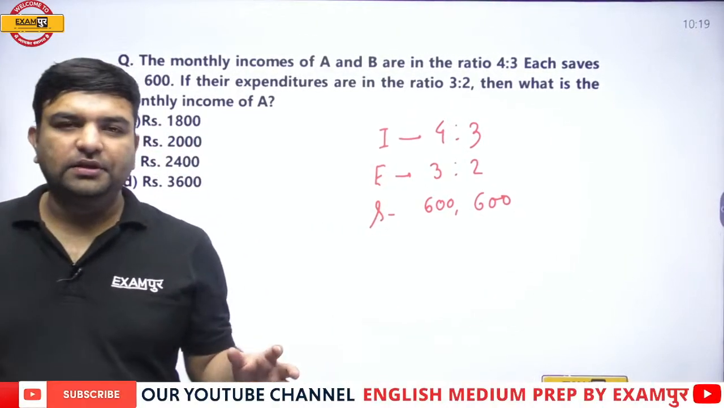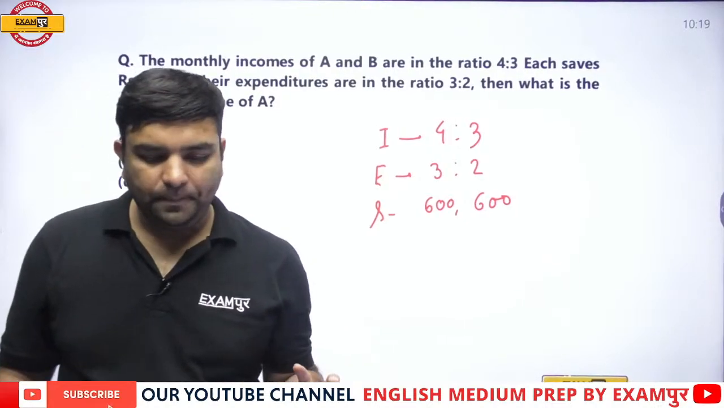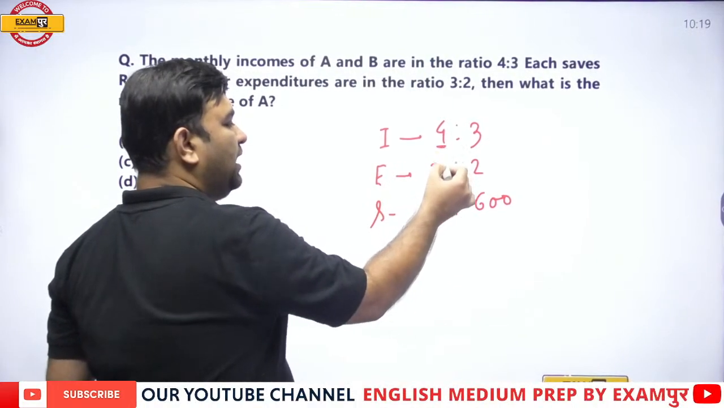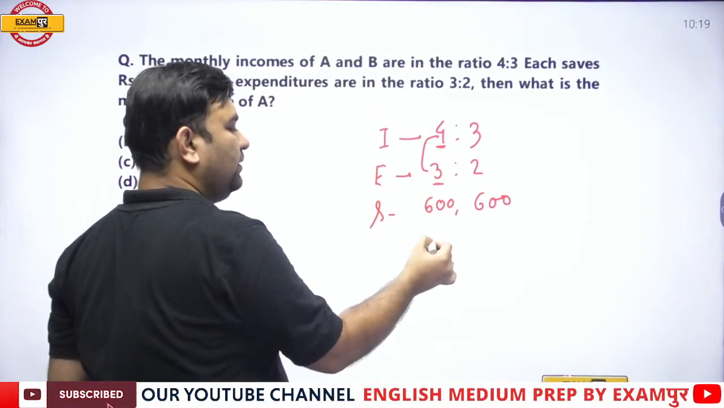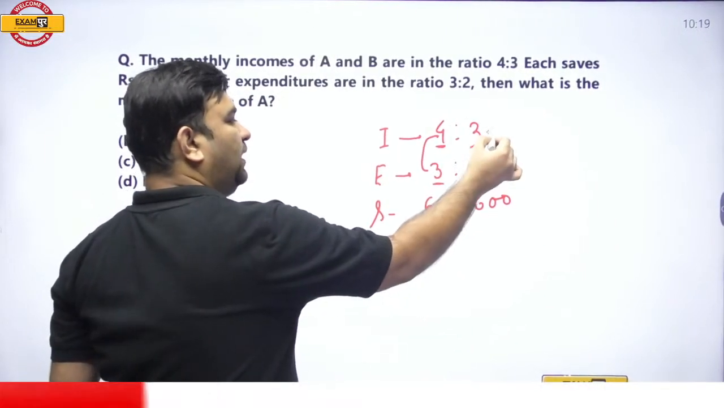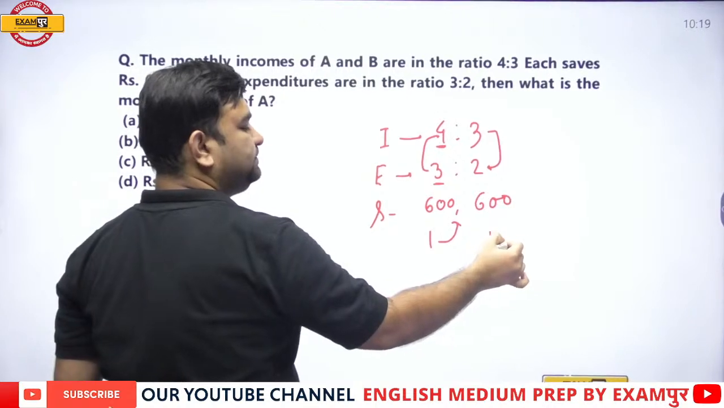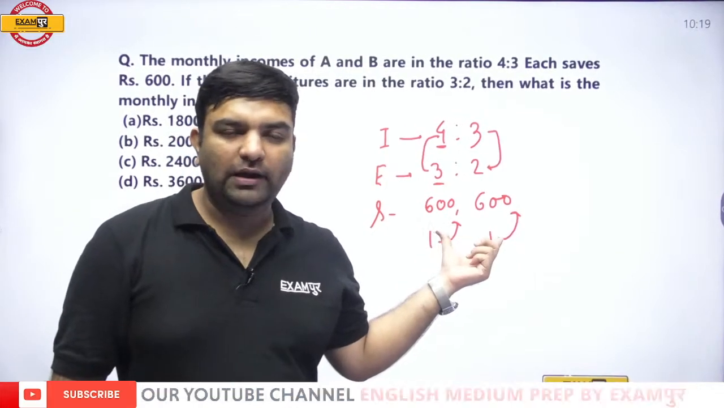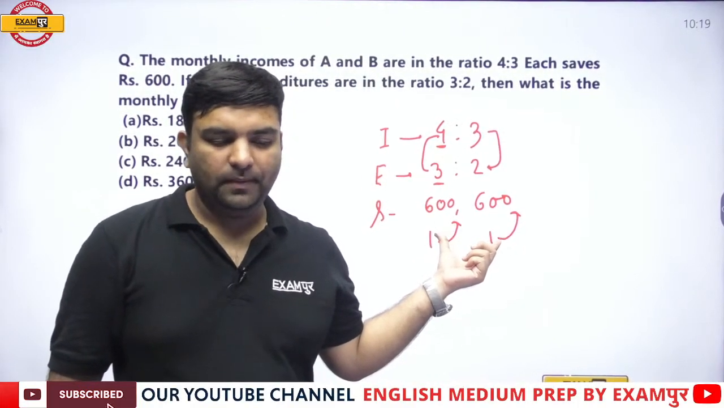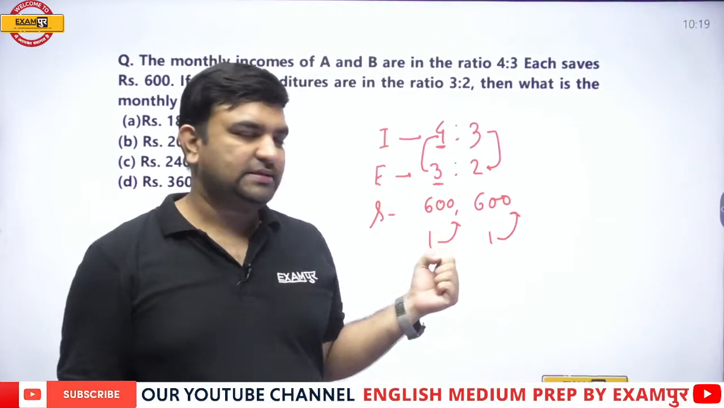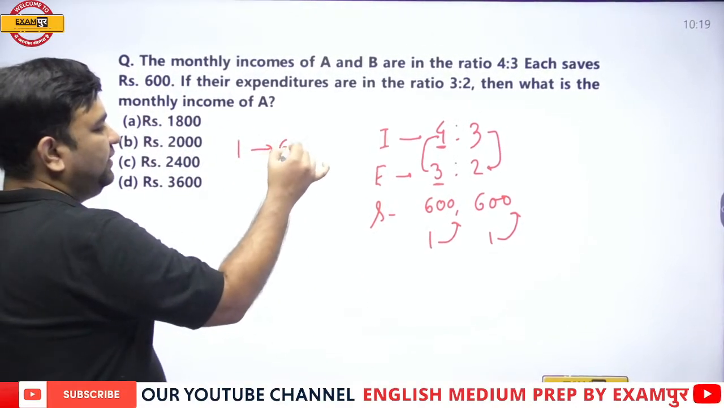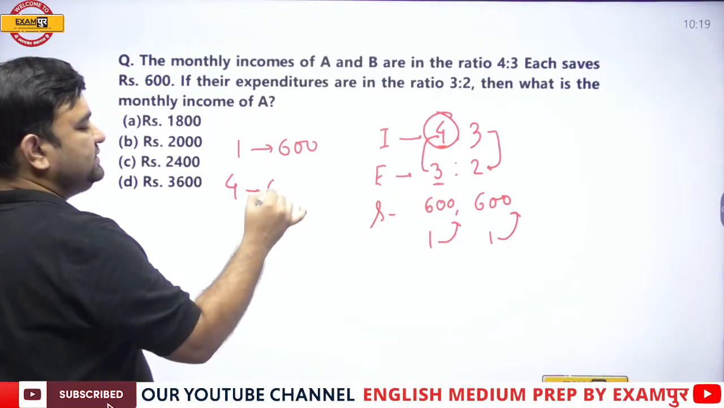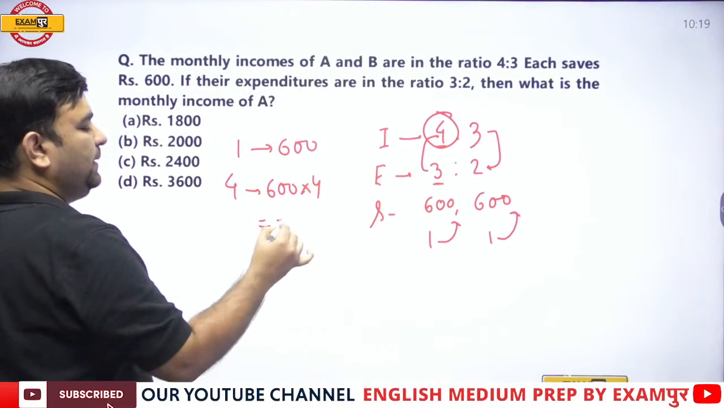Just observe whether the ratios are balanced or not. Earn 4, spend 3, save 1. 600. Earn 3, spend 2, save 1. According to the ratio, saving is 1, and according to actual values, it is 600. So 1 is equal to 600. Then the income of A is 4, so 4 is equal to 600 into 4, 2400.